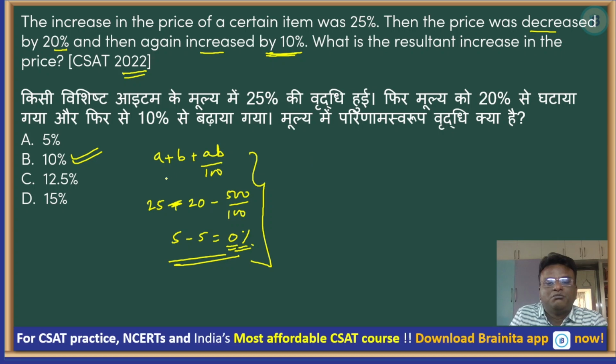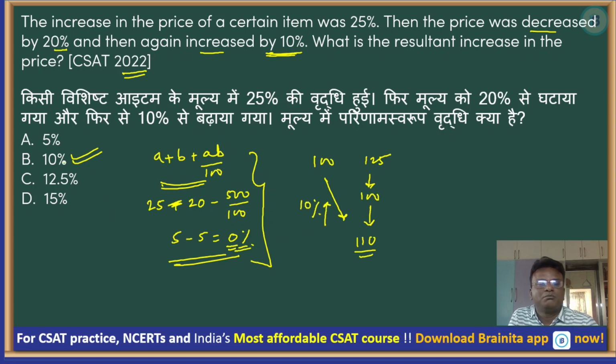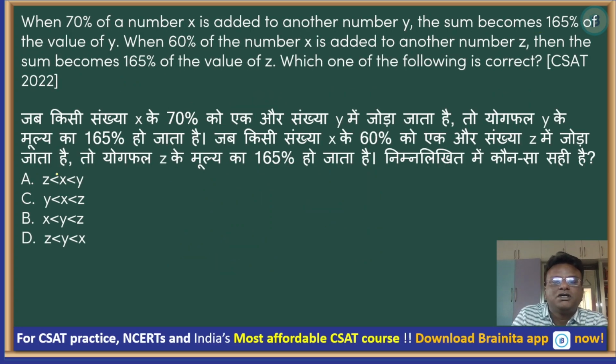If you do not remember this formula, it is easy to do. Price is 100, increase by 25%. 20% of 125 is 25. So you again come back to 100, then increase it by 10% to 110. 10%, option number B. That's your answer. Simplest question. Let us move to the next one.